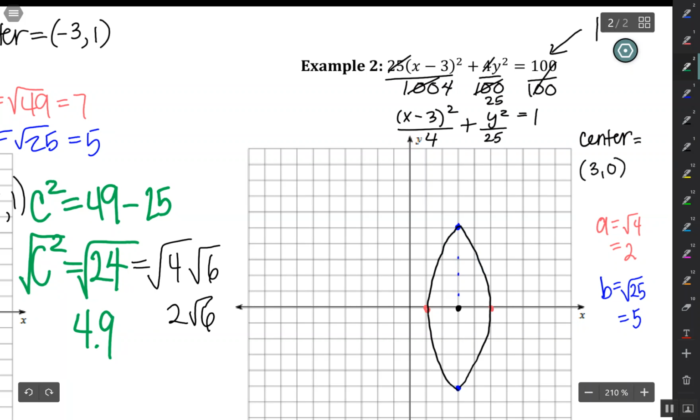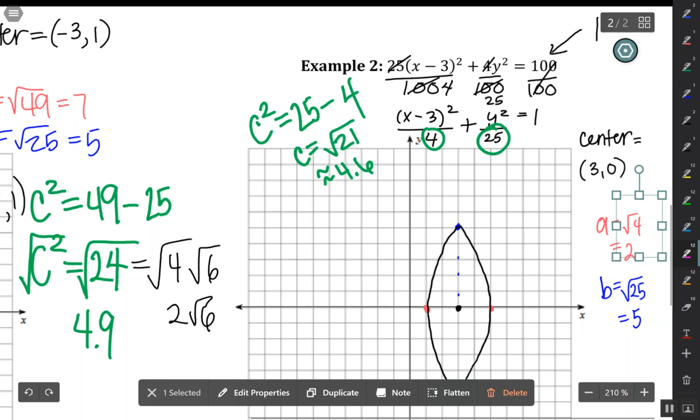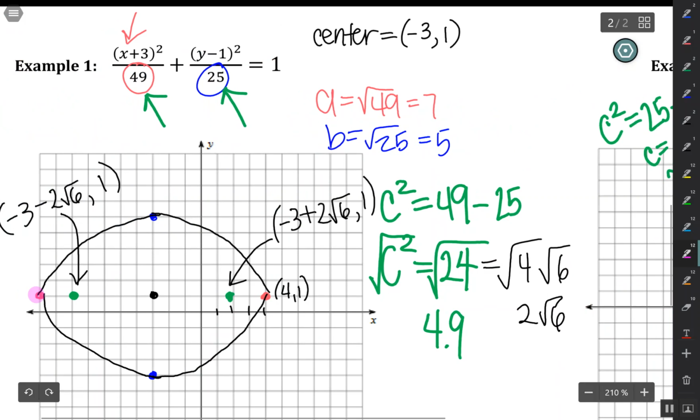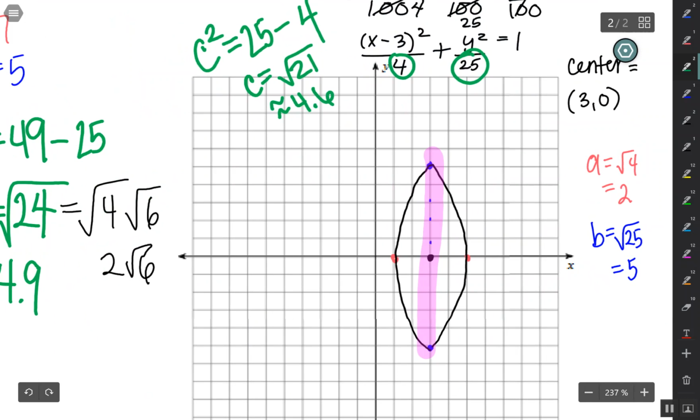Okay, let's find C. So C squared is the big one, 25, minus the little one, 4. So C is the square root of 21, which is about 4.6. So we're going to make sure you go on the right axis, right? This is the axis that we need to use because that's the big one. Well, here, this was the major axis. All right, so we're going to go up 1, 2, 3, 4.6, down 4.6. Okay.